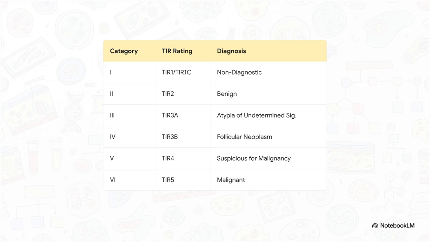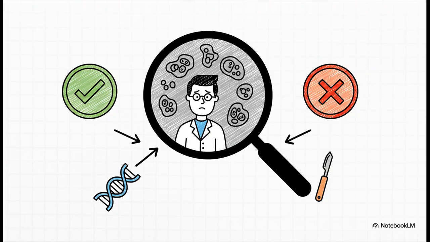On the low end, you've got categories I and II, which basically mean we either need another sample or the patient can breathe easy because it's benign. On the high end, category 6 means it's cancer, and surgery is pretty much a sure thing. But the real headache is right in the middle. This right here, this is the most critical part of the whole system.